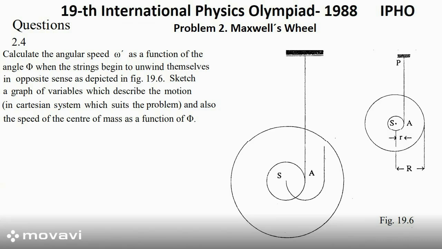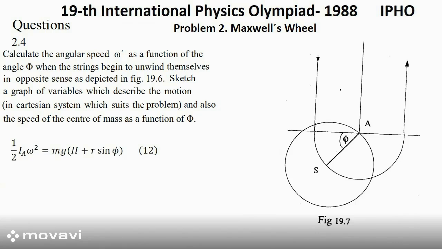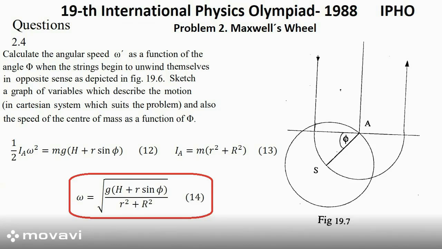Solution to question 4. After the entire length of the threads has been completely unwound, the wheel continues to rotate about the point O, which is at rest, for some interval that will be discussed. Let omega be the angular velocity of the center of mass about the axis passing through the point O, and the angle phi is measured from the horizontal, as shown in figure 19.7. Then from the law of conservation of energy we have formula 12. Here I_A is the moment of inertia about the point O. Formula 13. It follows that omega is expressed as a function of the angle phi through formula 14.